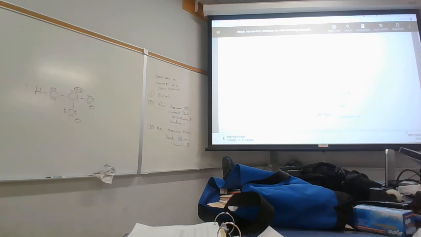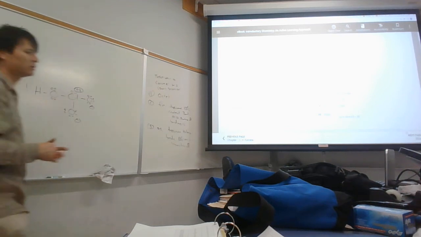Can I draw a resonance form for this? That is, I'll have the double bond here. Can I move the double bond over there? No, I can't do that without having to move the hydrogen. Resonance forms, we don't move atoms, we only move electrons.